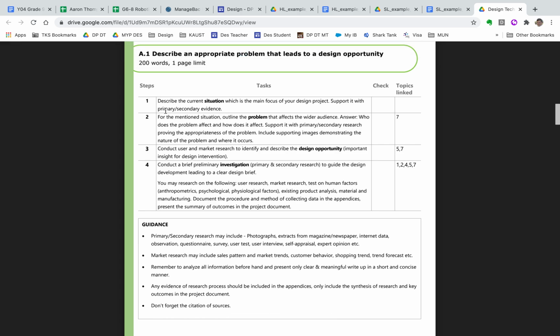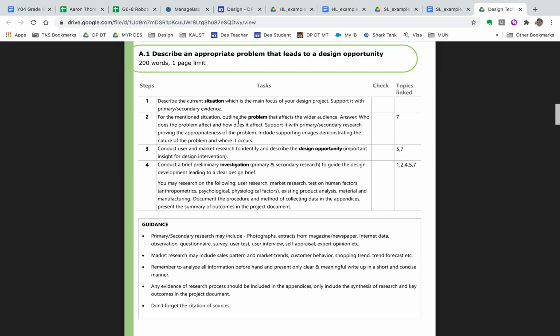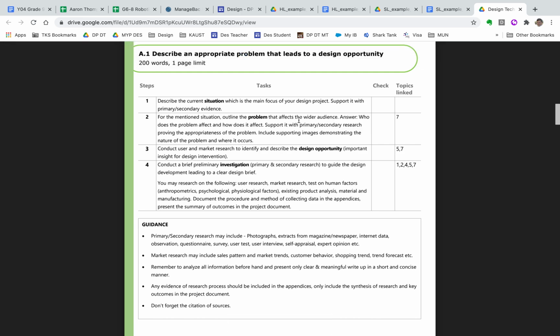And you're going to support that with primary and secondary evidence. And we'll get to that in a minute. You need to outline that problem and how it affects a wider audience. So this is your target market. And again, supporting with primary and secondary research, showing that this is indeed a problem that needs to be solved. Supporting images are really important for that.